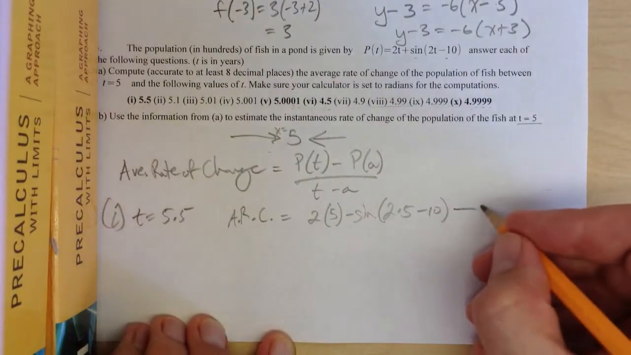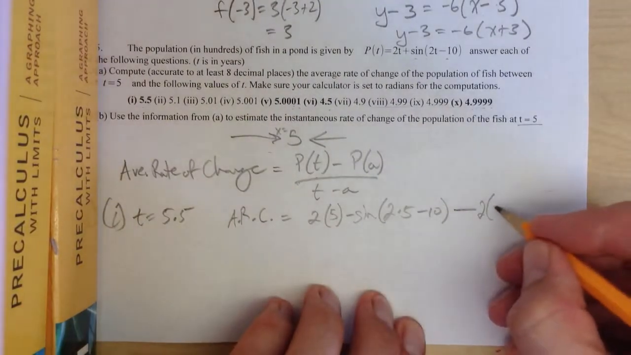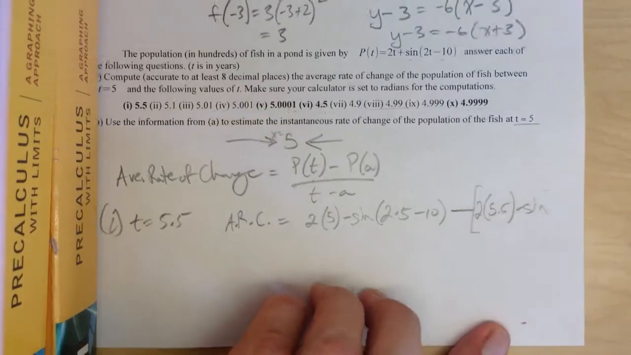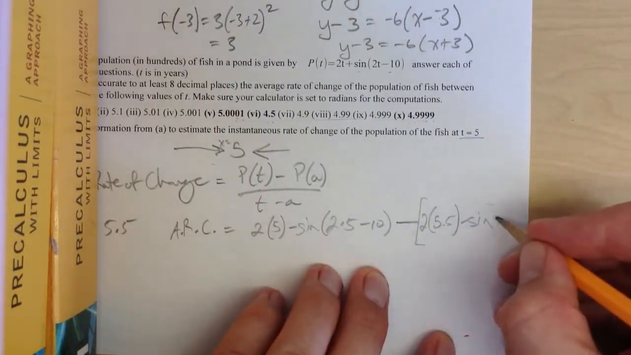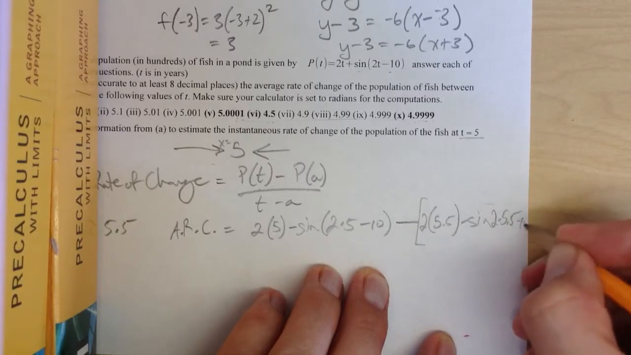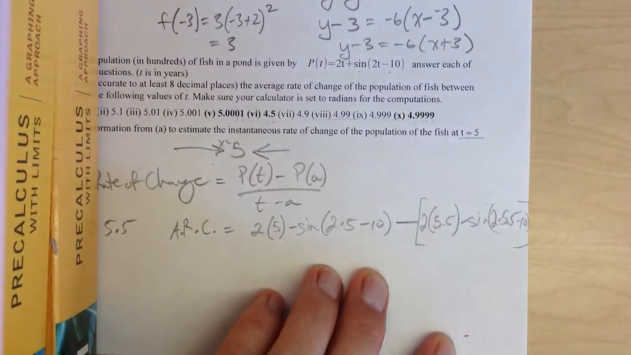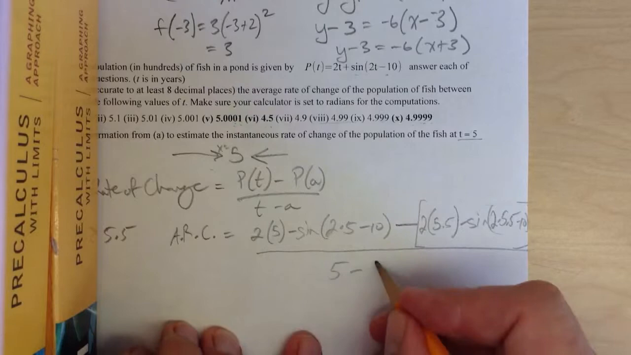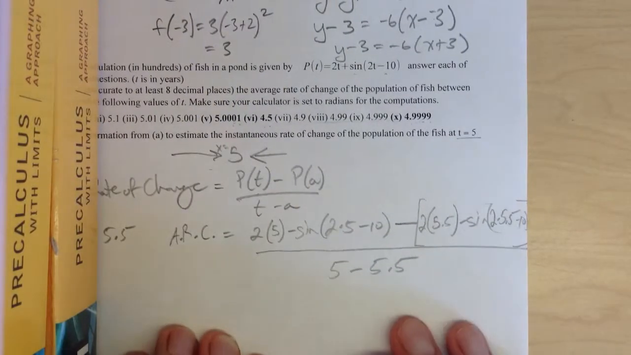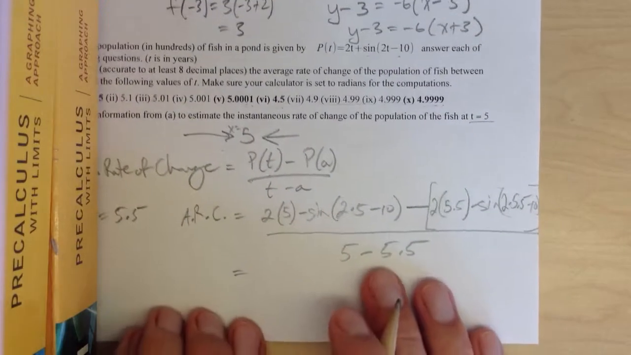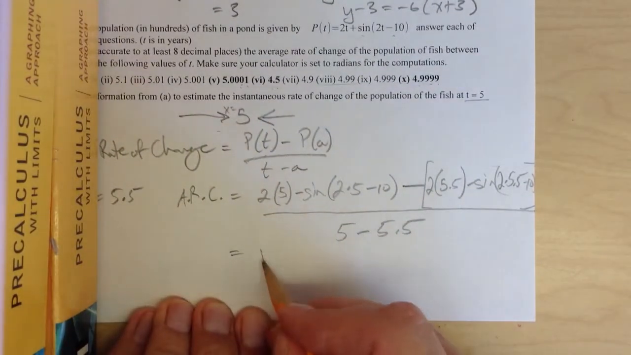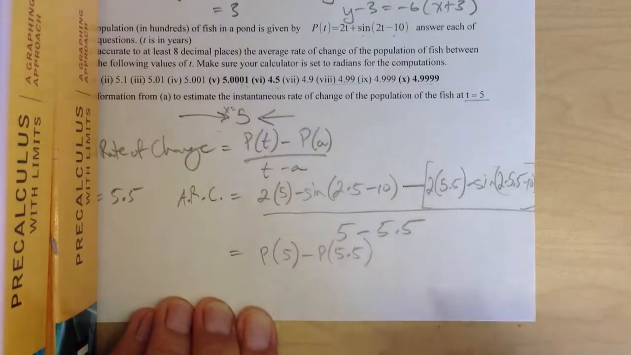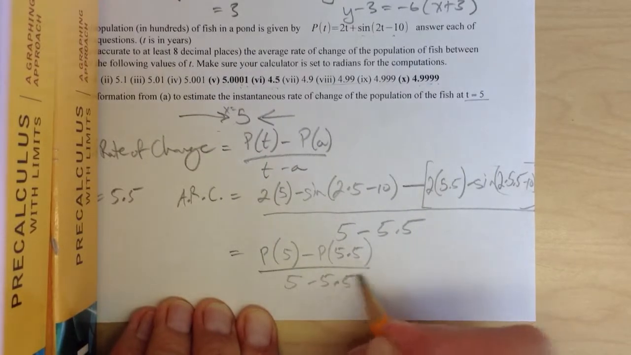minus 2 times 5.5 minus the sine of 2 times 5.5 minus 10. I'll run out of real estate here. So again, we're evaluating the function, dividing that by 5 minus 5.5. A more succinct way to write that is: evaluate the function at 5, evaluate the function at 5.5, take the difference, and then divide by the difference of the x values.